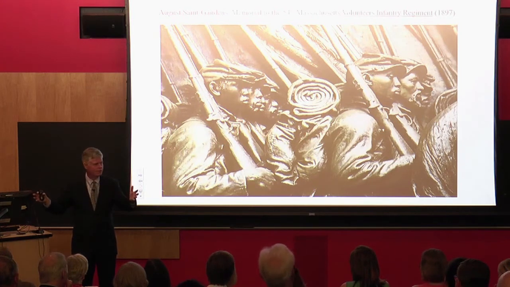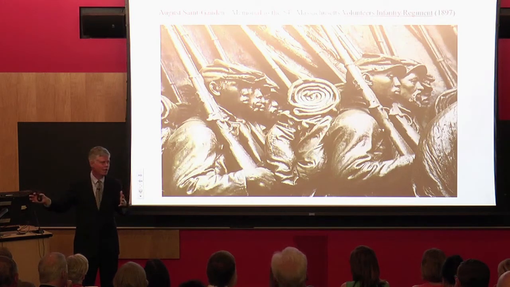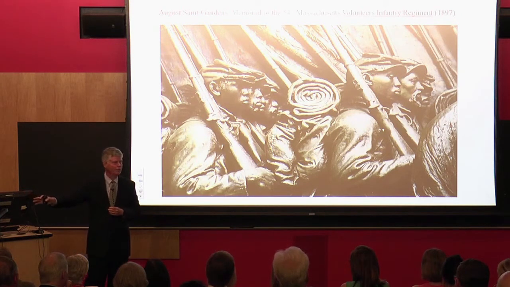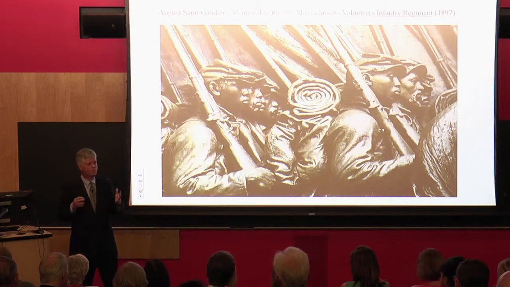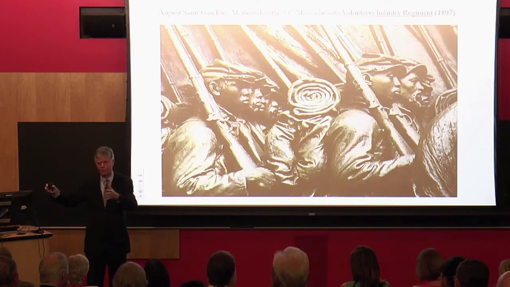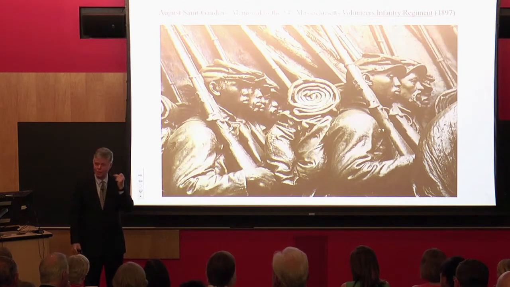Hey, the slave states are already outnumbered. They will be super outnumbered within 20, 30 years, as long as we keep slavery out. People now criticize, well, Lincoln was an abolitionist. No, he wasn't, but he also wanted to put slavery on the road to extinction. The South understood exactly what Lincoln was doing. In fact, they went to war over it.